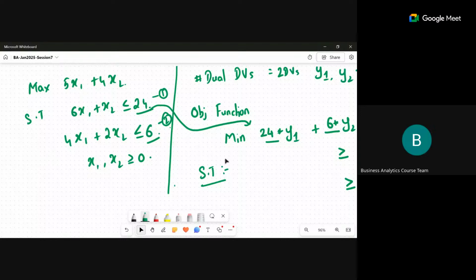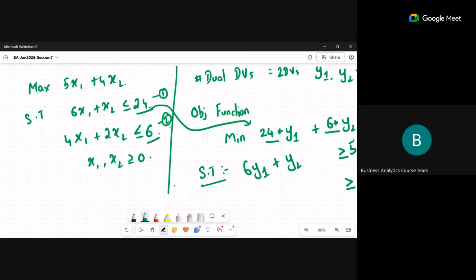Can someone tell me, what is the first equation? So 6x1, y1 plus y2 greater than or equal to 5. Why? Don't tell me the hack.